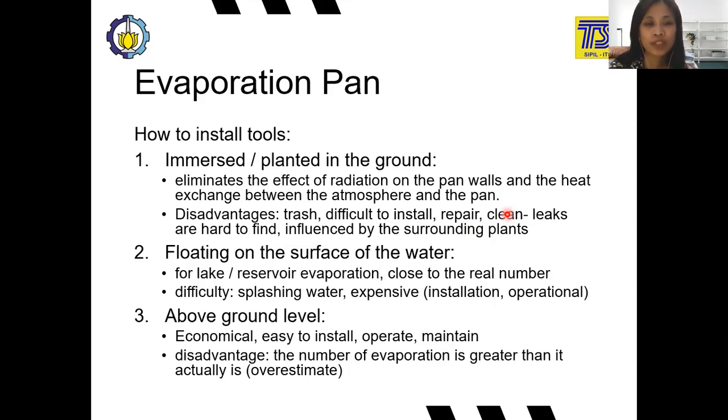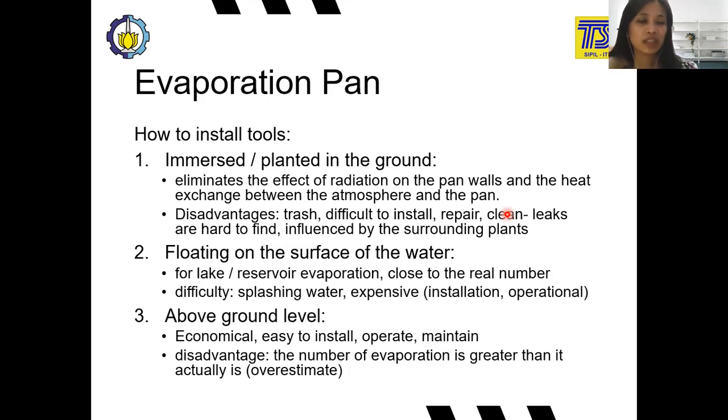And how about floating it on the surface of the water? Yeah, it is usually used for lake or reservoir evaporation. So if you want to calculate the evaporation of a reservoir or a lake, usually you float the evaporation pan on the surface of the water. It is also close to the real number, which means the estimation of the evaporation is more accurate if you put it on the surface of the water than if you put it above the ground level near the water area.